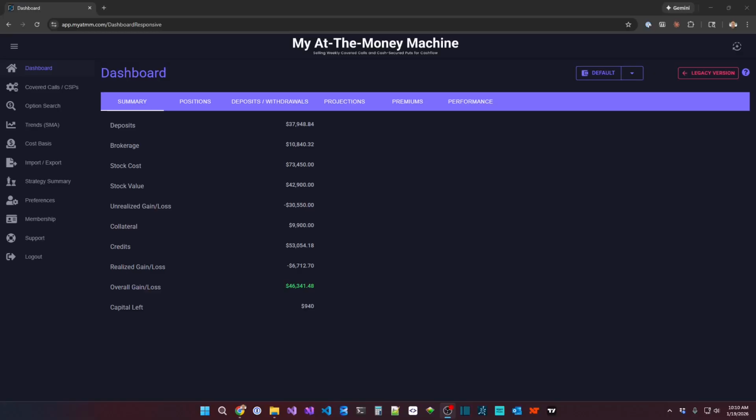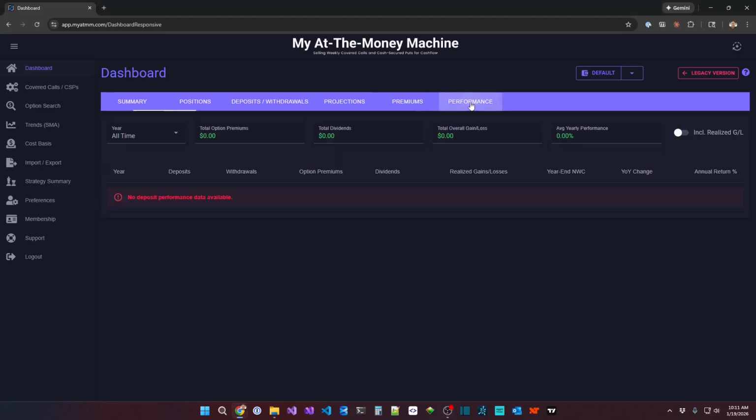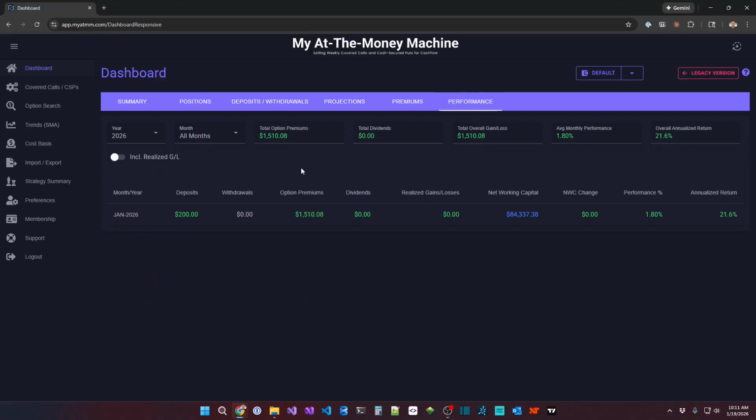All right, here we are logged into the website MyATMM.com. We're sitting on the dashboard, and today I want to go over the new performance tab that we have in the application. So you just click on the Performance tab, and it currently goes to the current year and displays the current year's data, which obviously, we're in January, so it's only showing 1 month.